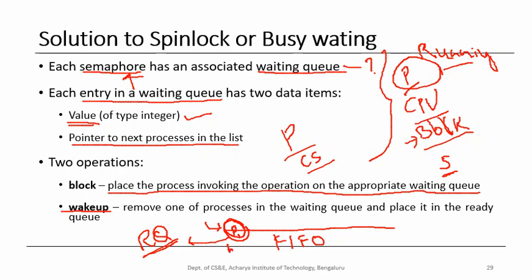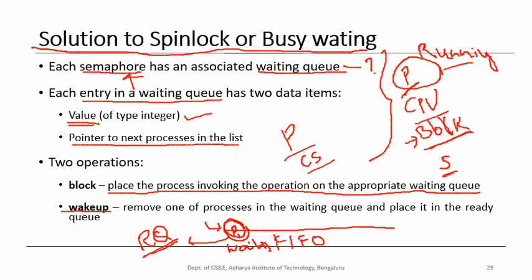So that means we are changing its state from waiting to ready. Please understand what we are trying to do: instead of allowing a process P to waste CPU cycles, block it and send it to a waiting queue. It will remain in the waiting queue till some other process which was in the critical section completes its critical section. While coming out, it will wake up one of the processes from this waiting queue. So that is the solution to the spin lock or busy waiting.